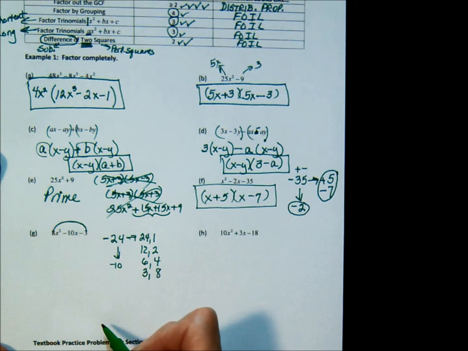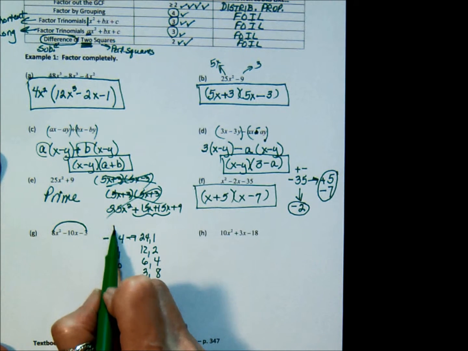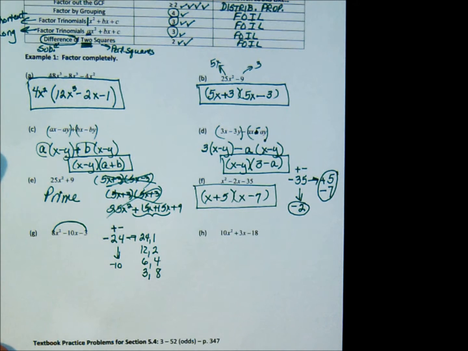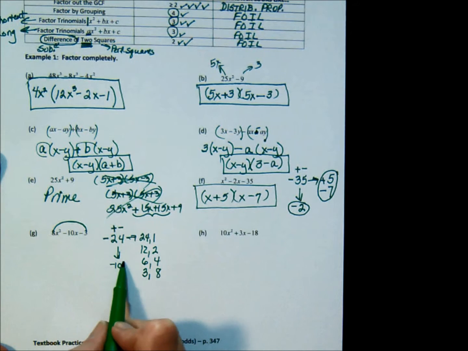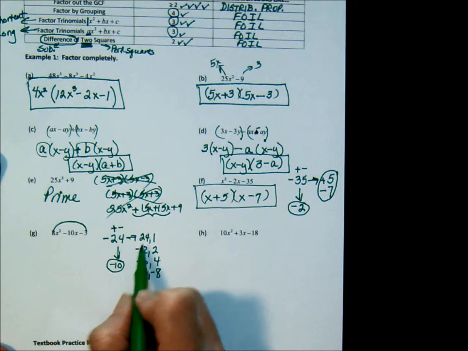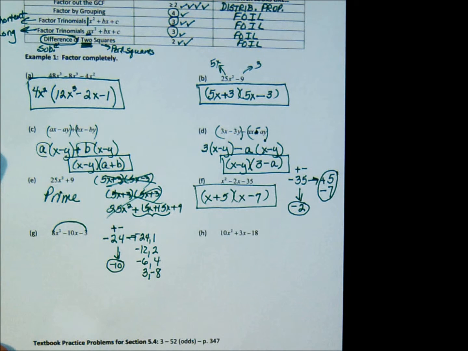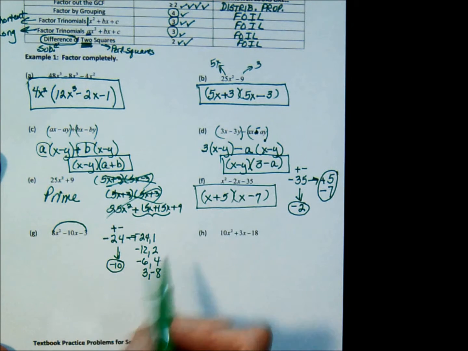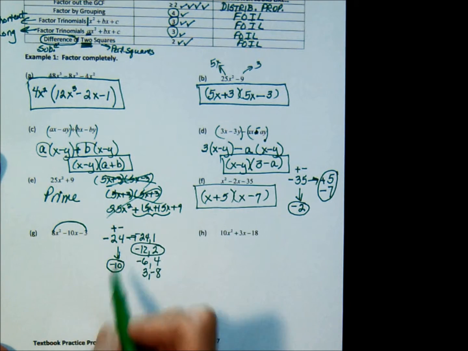multiplies to make 24. Now I know I need a positive times a negative to get a negative, and down here, since I have negative, I know the larger number has to be negative. So I put those in. Which one of those pairs combine to make negative 10? You can see that it's right there.